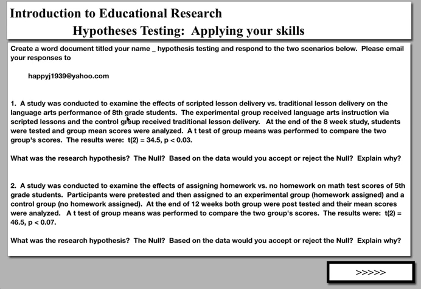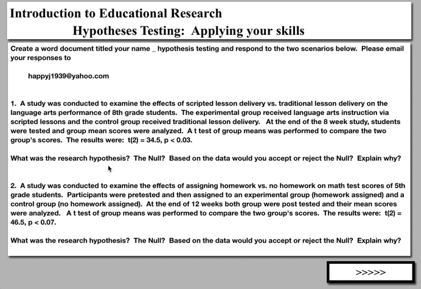language arts performance of 8th grade students. The experimental group received language arts instruction via scripted lessons, and the control group received traditional lesson delivery. At the end of the 8-week study, students were tested and group mean scores were analyzed. A t-test, which would be appropriate, of group means was performed to compare the two group scores. The results were the t statistic with 2 degrees of freedom, and the t-score was 34.5, probability less than 0.03. That's 3 in 100.